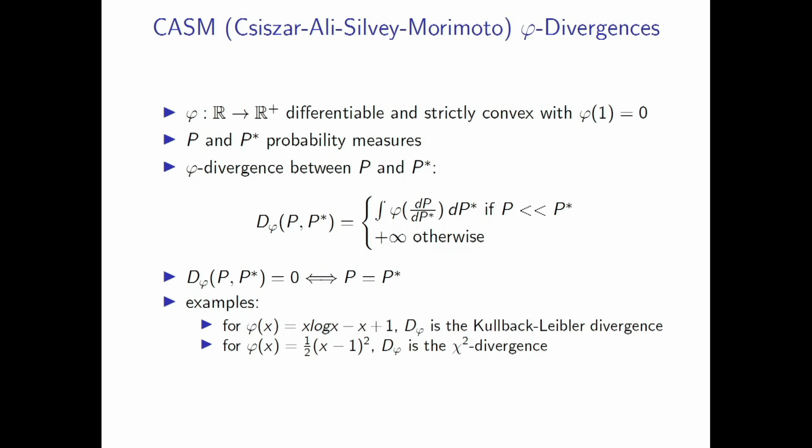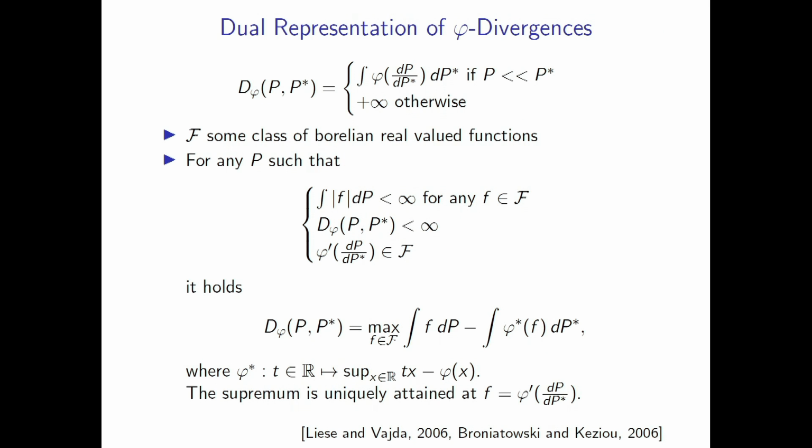So let me introduce that. Our main character will be the φ-divergences. I think I should not be too long on this. Michel just talked about it. So we consider φ-divergences, standard things. And we're interested here in the dual representation of these divergences.